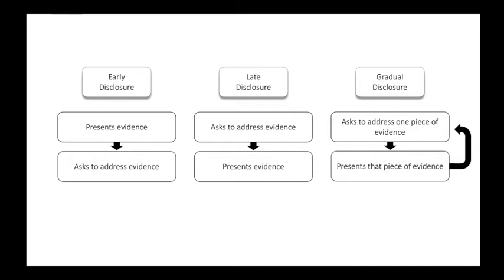So in essence, we distinguish three different timings. There's an early disclosure, a late disclosure, and a gradual disclosure timing. So the early disclosure basically means that the interviewer presents the available evidence up front and then asks the suspect to address that evidence. The late disclosure timing is the early disclosure flipped around. So here the interviewer asks the suspect to address the available evidence and then presents the evidence to the suspect. And for the gradual disclosure timing, the interviewer asks the suspect to address one piece of the available evidence and then presents that piece of evidence before asking the suspect to address another piece of evidence and then discloses that piece of evidence and then continues on in this procedure.